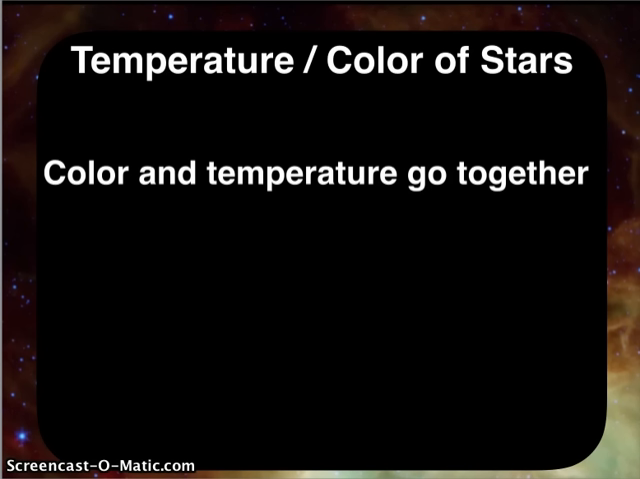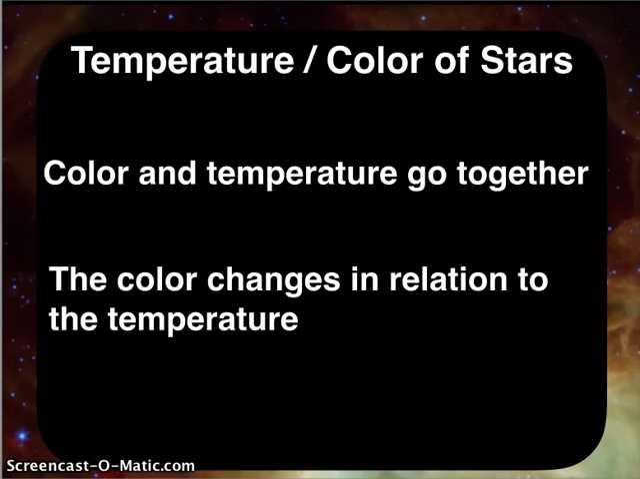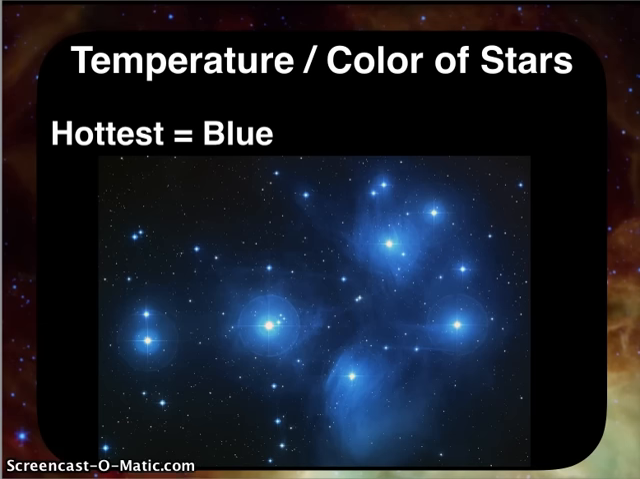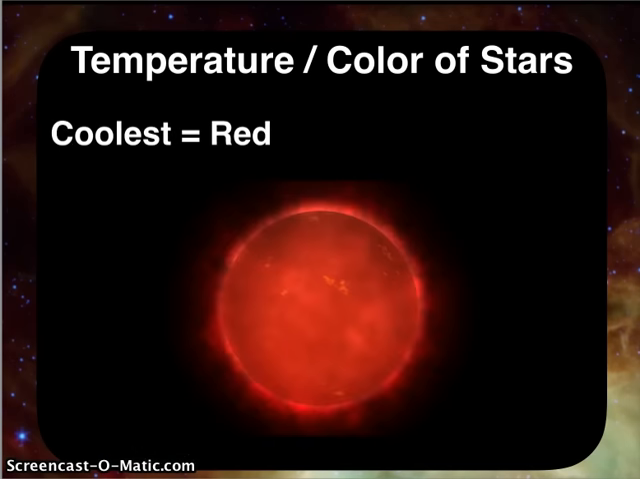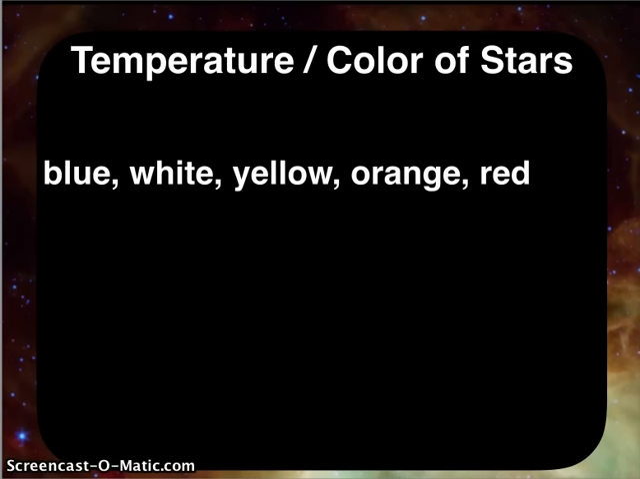Let's look at the temperature and color of stars. Color and temperature go together. The color changes in relation to the temperature. So the hottest stars are blue. The coolest stars are red. In order from hottest to coolest, we have blue, white, yellow, orange, and red.